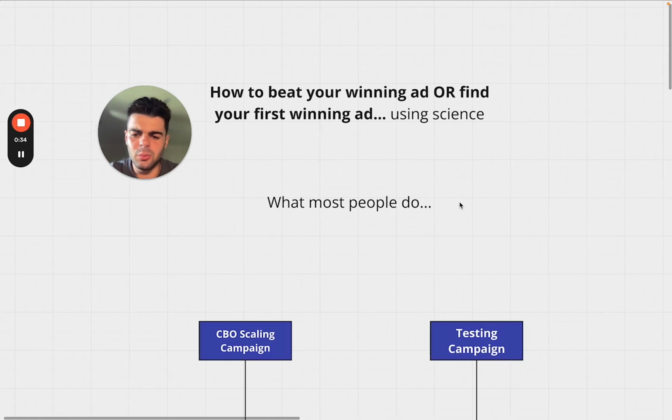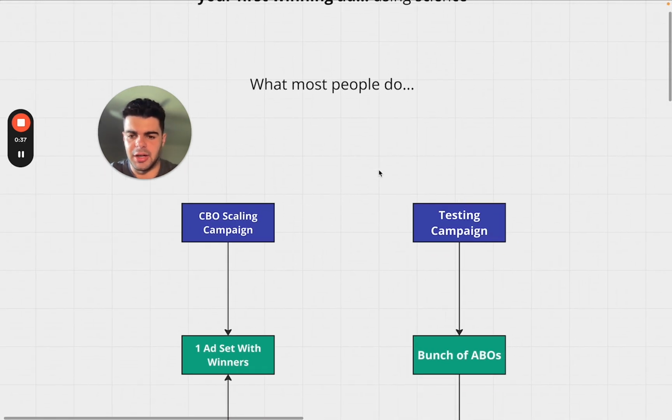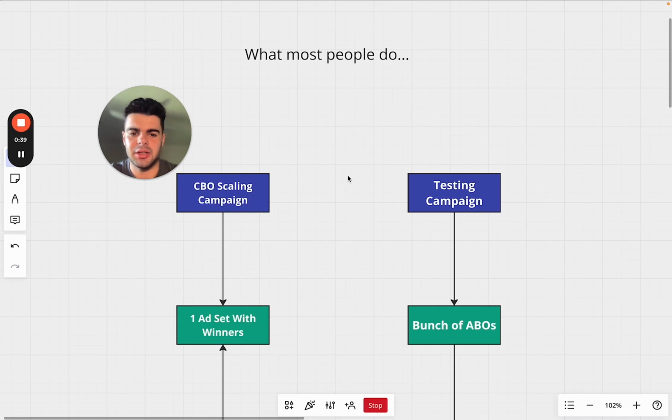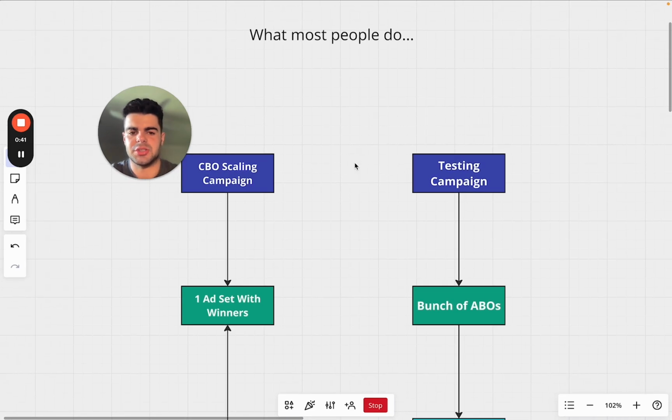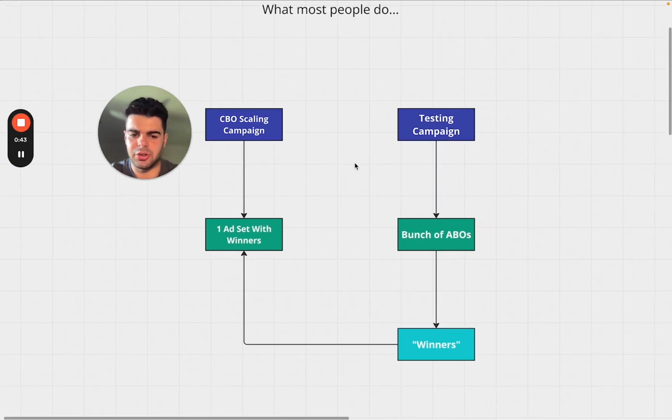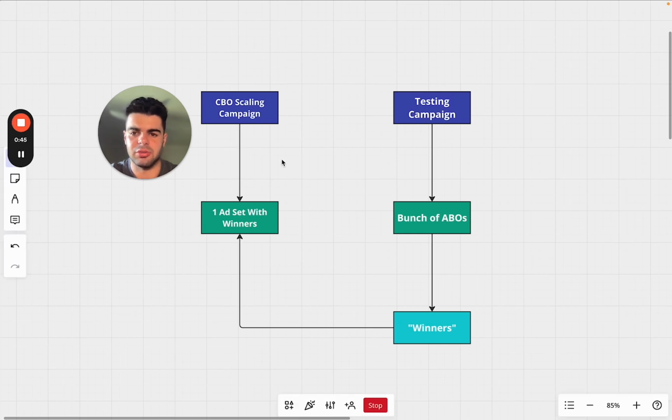So what most people do when they are running ads is they have a scaling campaign and a testing campaign. So it's almost always separated. And then usually the structure looks something like this. So you have like a CBO campaign with one ad set, and that just has all your winning ads in it. And then you move anything that wins from your ABO testing campaign into your winner campaign here. And usually you're running like a couple ABO tests. And obviously this budget's much higher, and then this one is maybe 10 to 20% of your overall Facebook ads budget.